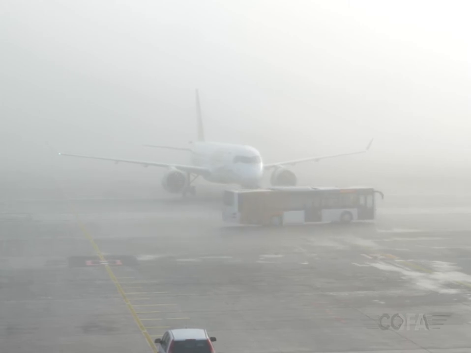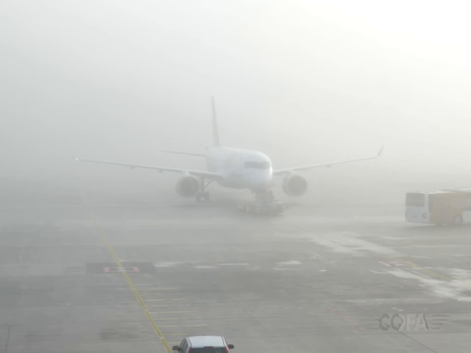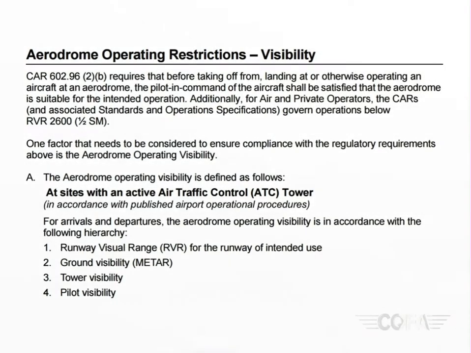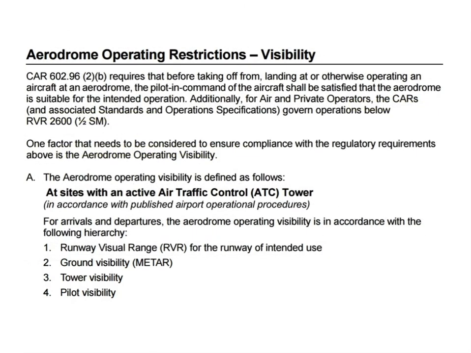Recently introduced, the aerodrome operating visibility is the minimum visibility allowed for ground operations, including taxi, takeoff, and landing. CAR 602.96 requires that the pilot in command of the aircraft shall be satisfied that the aerodrome is suitable for the intended operation. Initially, the aerodrome operating visibility was applied to the taxi out and takeoff flight phases, but its restrictions were later extended to the approach and landing.